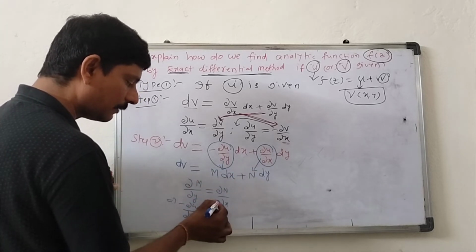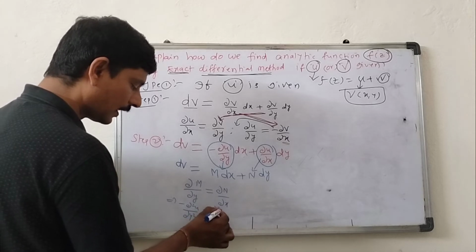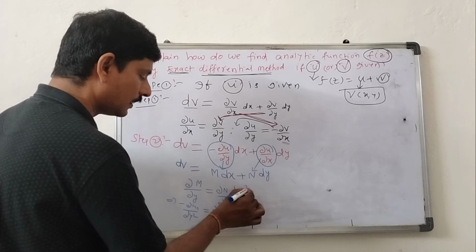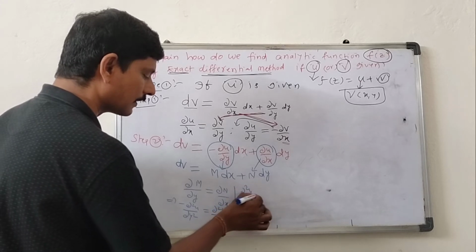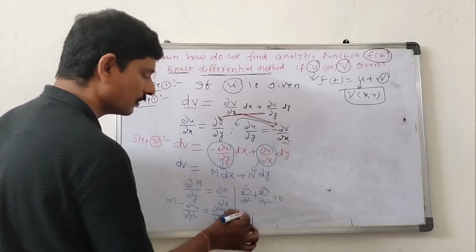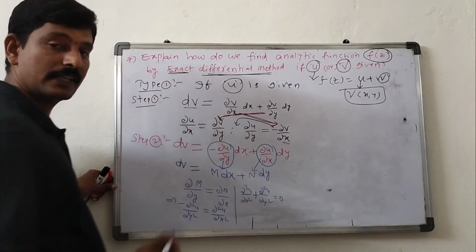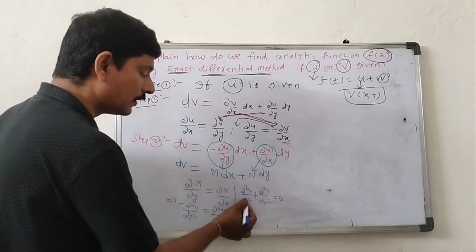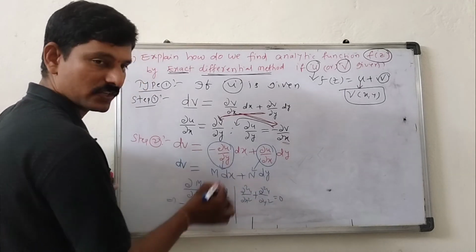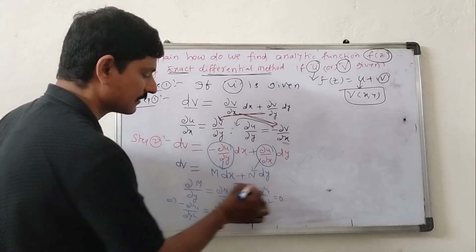So dou by dou x of N means dou square u by dou x square. So dou square u by dou x square plus dou square u by dou y square is equal to 0. That means u is a harmonic function. If dou square u by dou x square plus dou square u by dou y square equals 0, that means this is an exact differential. So it satisfies; u is a harmonic function.